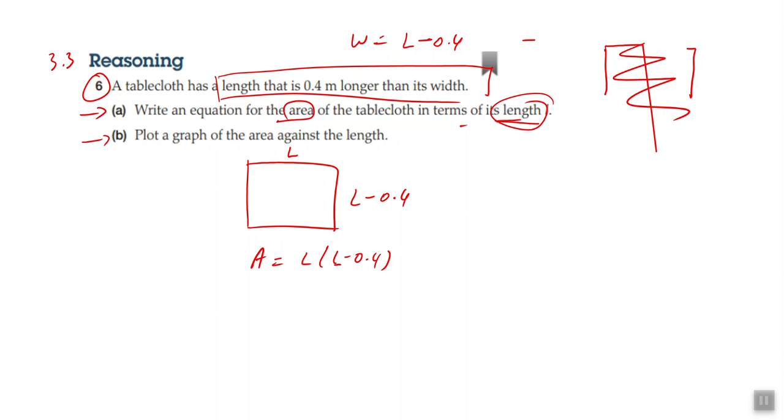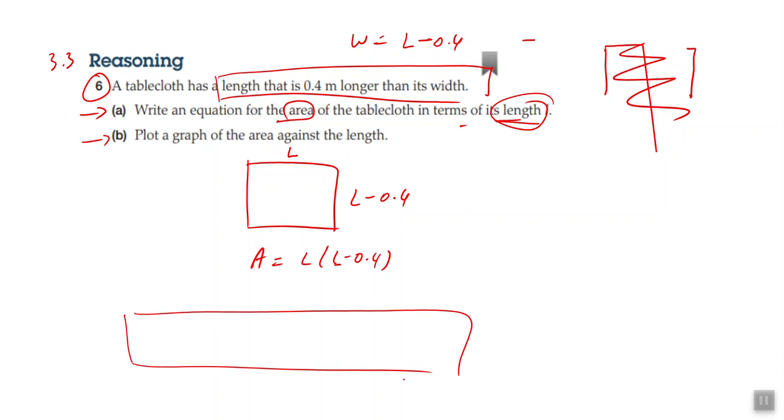Part B is asking us to plot the graph against length. So let's draw a table of values: L and area, and we're going to choose our values. Now we're going to be smart here. Why do I need to be smart? Because I know this is a real life situation, so we're not going to go into the negative values. So it would be wise to start at 0 perhaps.